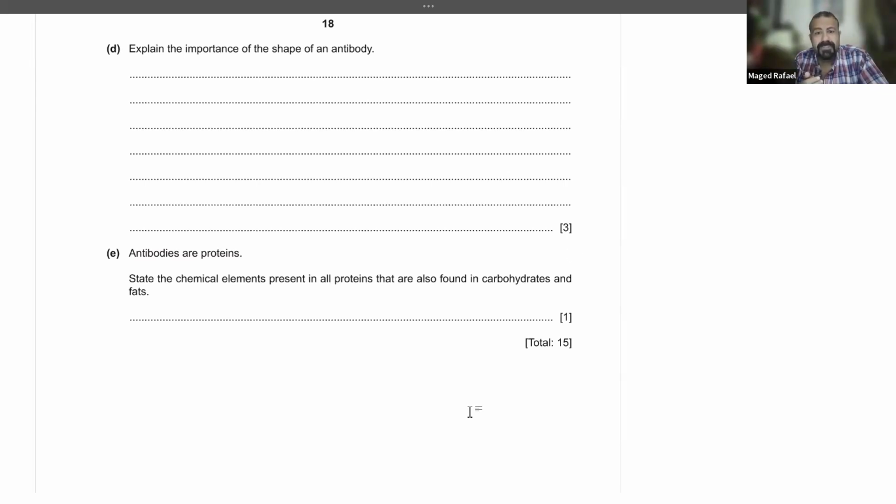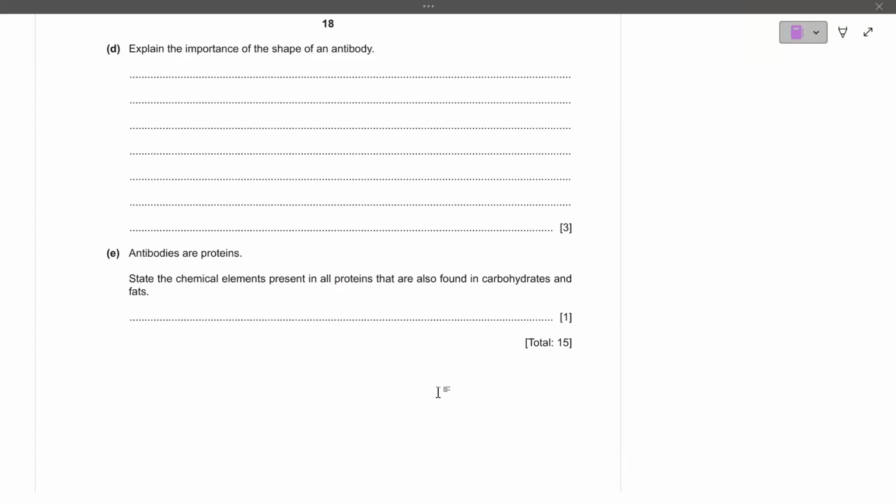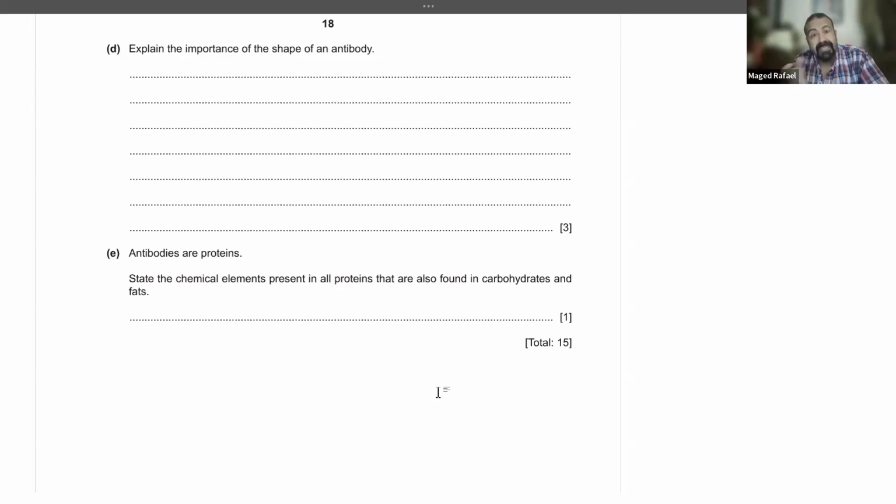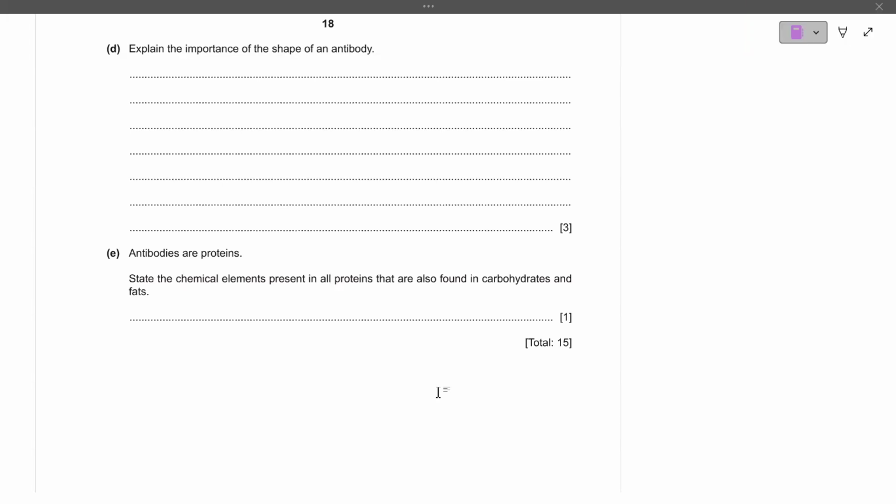I want you just to write the elements that form the protein, common with the carbohydrates and the fats. Yes. Oxygen. Are you still in the meeting? Yes. Okay, what are the elements that form protein and are common in carbohydrates and fats? Oxygen? Yes, carbon, hydrogen, and oxygen.